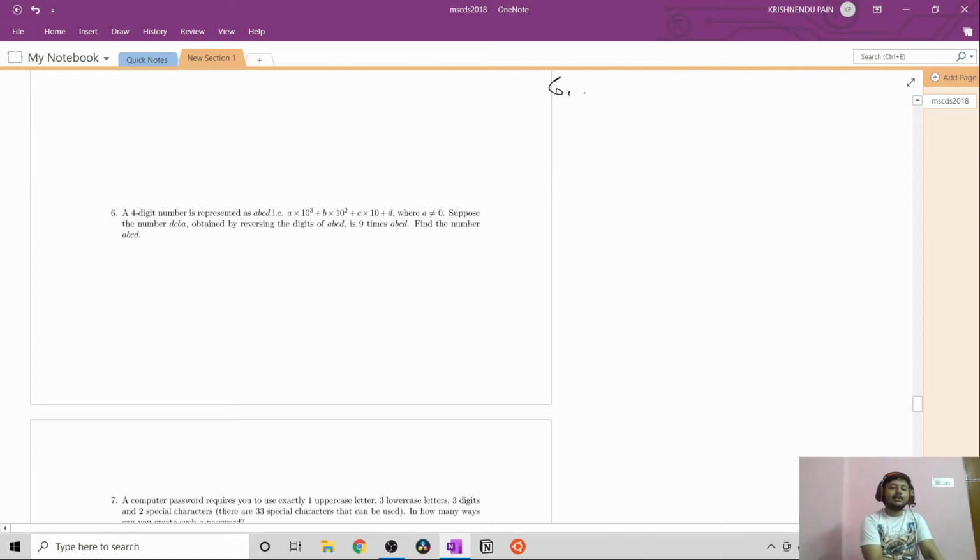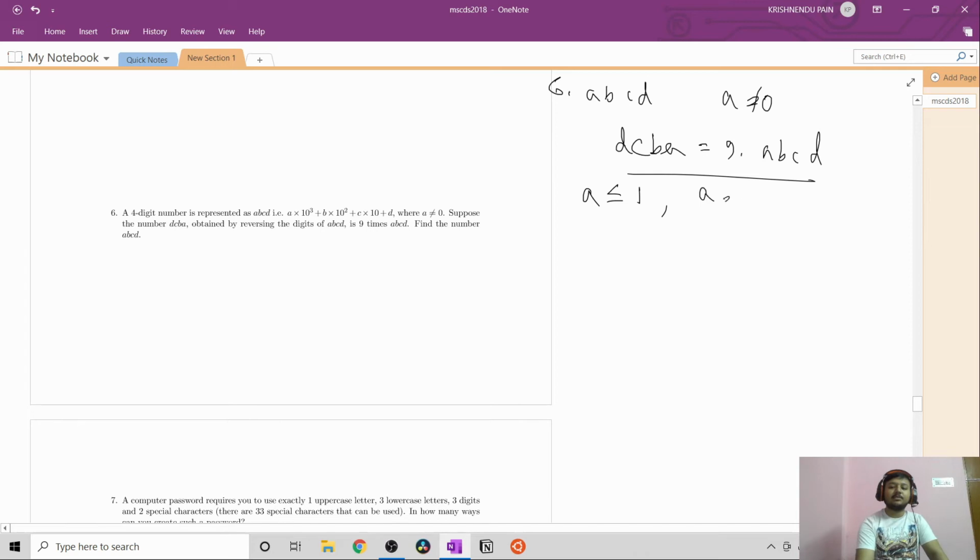Question number 6. A 4-digit number is represented as ABCD. That means A into 10 to the power 3, B into 10 square plus C into 10 plus D, where A is non-zero. The number DCBA, obtained by reversing the digits of ABCD, is 9 times ABCD. So DCBA equals 9 into ABCD. We have to find the number ABCD. As DCBA and ABCD are 4-digit numbers, A must be less than or equal to 1.